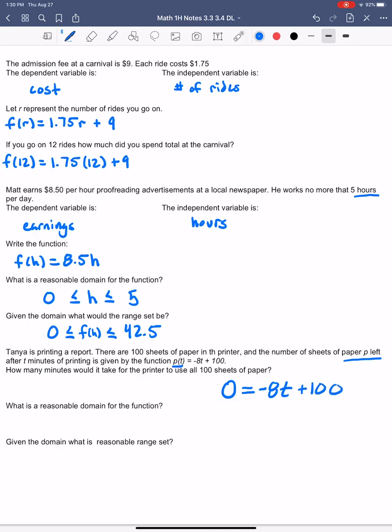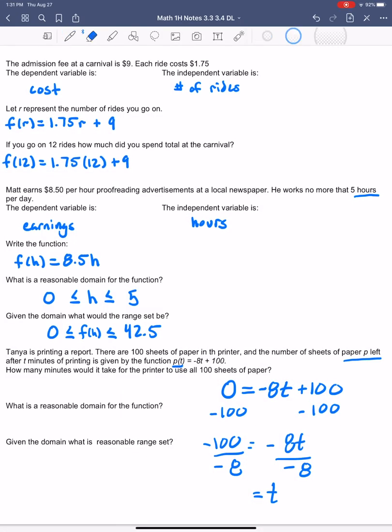And then we can go ahead and evaluate this. So subtract 100. We get negative 8t equals negative 100. Okay, and then from here, we'll go ahead and divide by negative 8. Okay, we got a negative divided by a negative there. And so hopefully this is going to give you, let's see, 12.5.